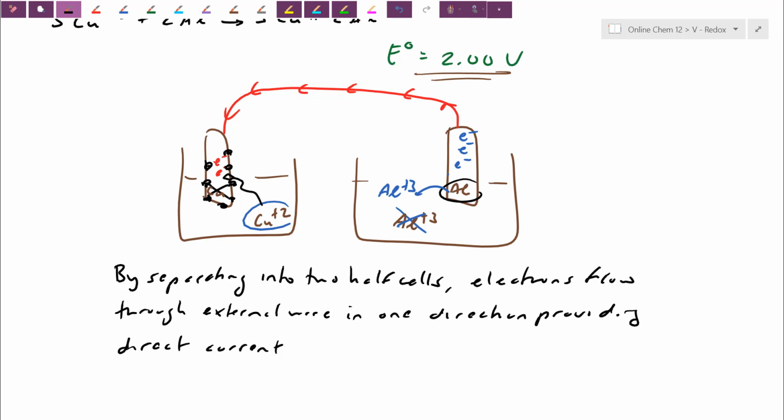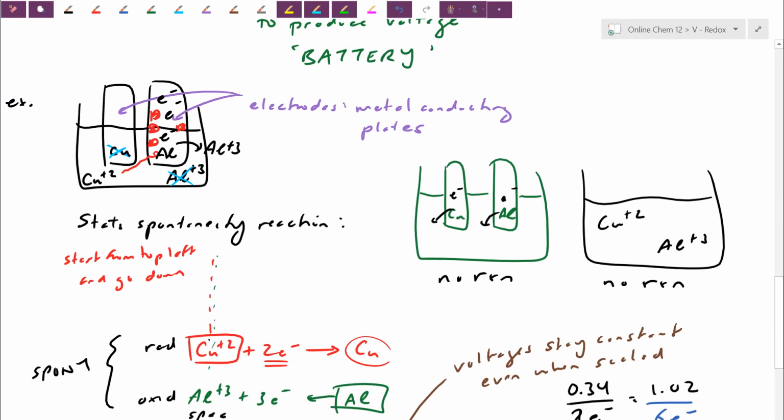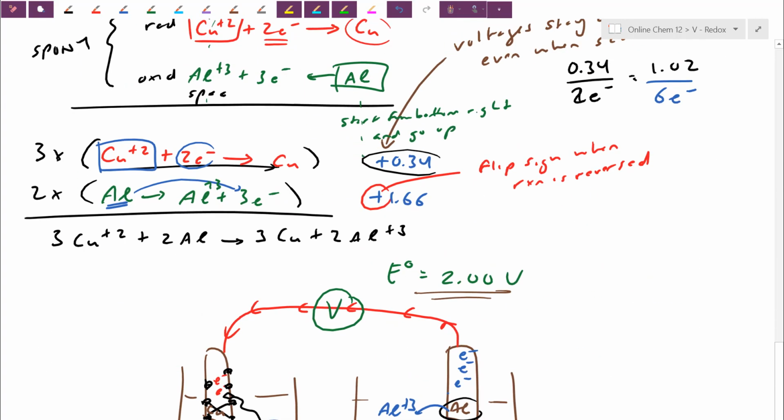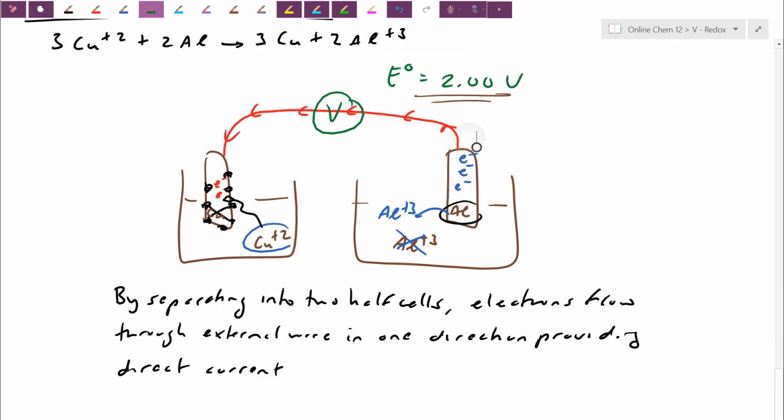But because I'm forcing the electrons to travel, I can put whatever device I want to run: my voltmeter, my MP3 player, my buzzer, my light bulb. As the electrons travel from one side to the other, I'm able to tap off that electrical energy, where initially I had no way of doing it. It's the same reaction, but because I'm forcing the electrons to go through this wire, I can harness the electrical energy. That's where I put in my device.